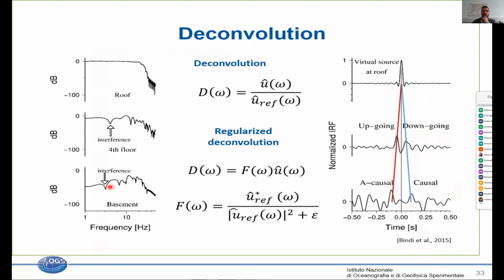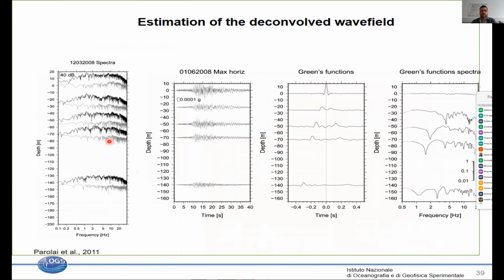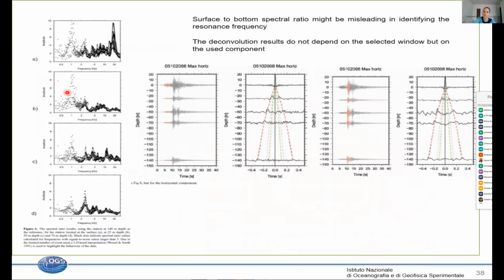So since I have a hole in the denominator, when I take the ratio, it doesn't matter if I'm at 75 or at 25 or at the surface, since I have a hole in the denominator, I will have a peak in my spectral ratio. So be careful when you use a standard spectral ratio between the recording at the surface and the recording in the borehole, that the peak you are observing maybe is not the fundamental resonance frequency of the site.